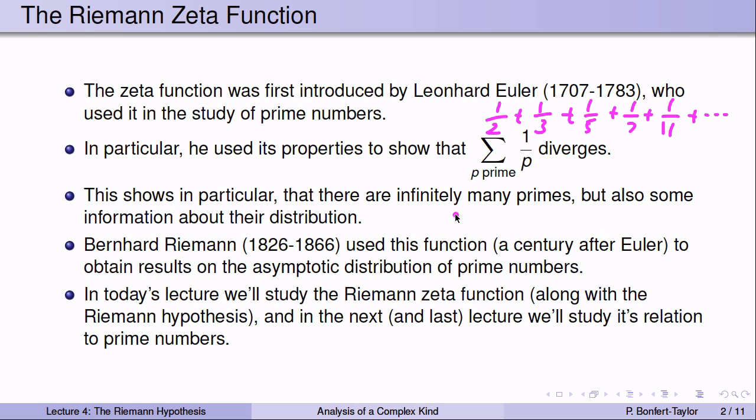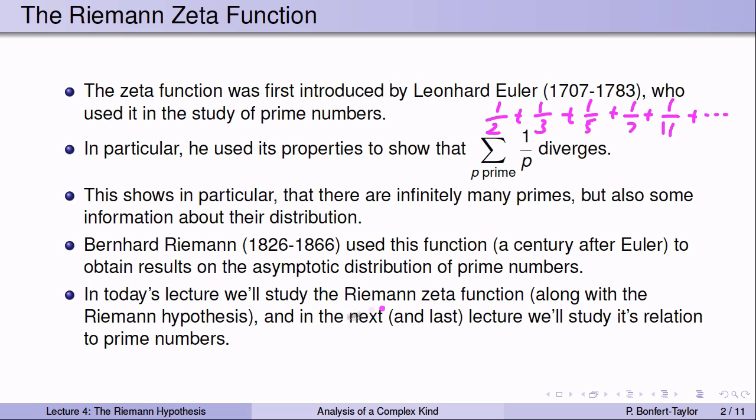Today, we'll study the Riemann zeta function, which wasn't always called the Riemann zeta function. When Riemann and Euler talked about it, they didn't call it the Riemann zeta function, they just called it the zeta function. But this function has gained such importance that it is now called the Riemann zeta function.